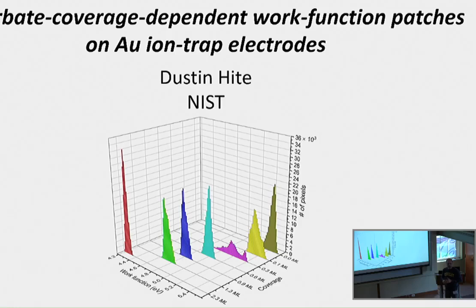The speaker is Dustin Hite from NIST, and he's going to talk about absorbate-coverage-dependent work function patches on gold. That's a quirky title, but anyway, it sums it all up. So really I'm going to talk about anomalous heating from electric field noise to surfaces.